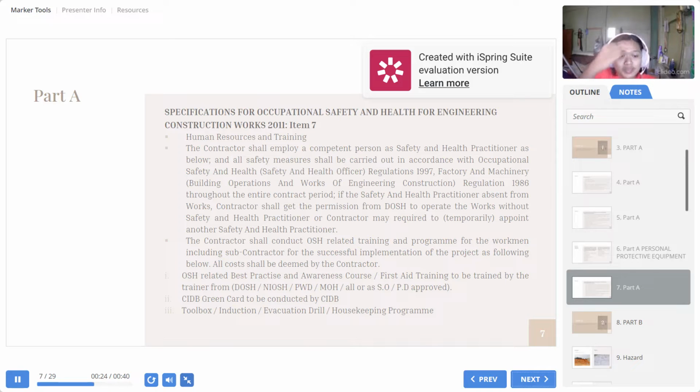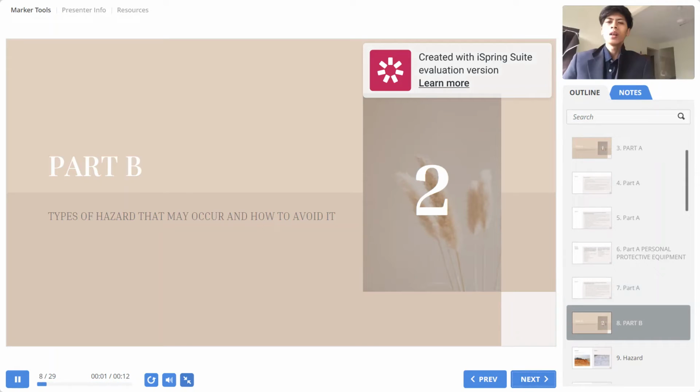So the contractor must conduct all OSH-related training and program to their workmen and subcontractor in the workplace. And it's OSH-related best practice awareness course, CIDB green card, toolbox meeting, induction meeting, evacuation drill, and housekeeping program.